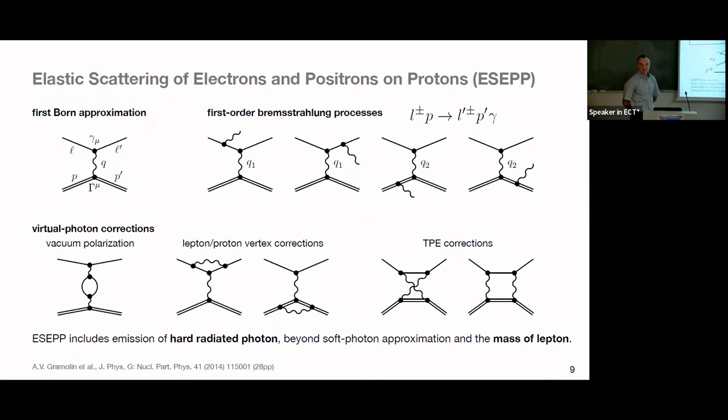The ESEPP event generator includes the first Born approximation, first-order Bremsstrahlung processes, where real photons are a part of the particles which we can deal with in the final state in this particular event generator. And it includes virtual photon corrections, including two-photon exchange effects. So it is suitable for our study. It does not rely on the soft photon approximation. So we do have hard photons in the event generator. And it does not assume that the lepton is massless.